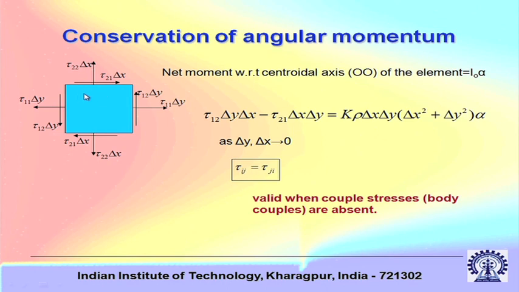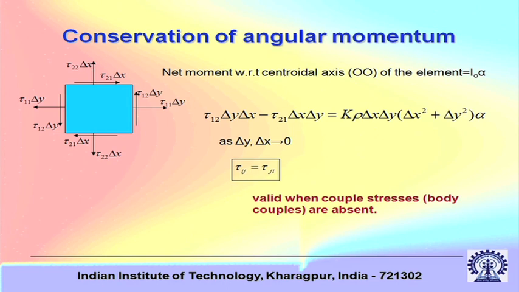Then the tau 21 into delta x on the upper face and tau 21 into delta x in the negative x direction in the lower face will form another couple moment. That is tau 21 into delta x times the distance between these two forces, that is delta y. So, this is acting in the clockwise direction. Because this is acting in the clockwise direction, it is negative. So, minus tau 21 into delta x into delta y. So, this is the net couple moment.